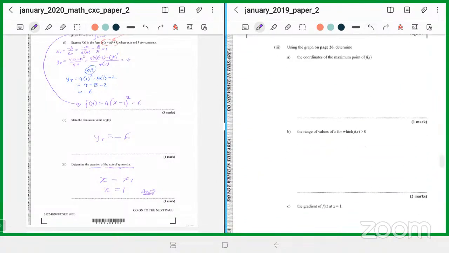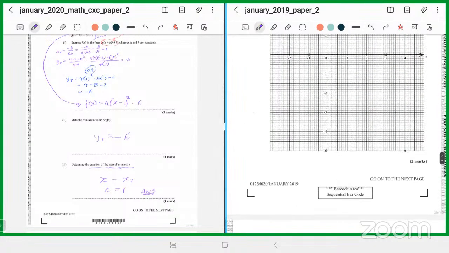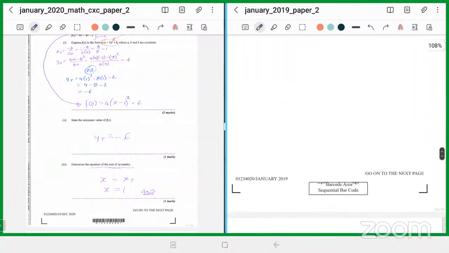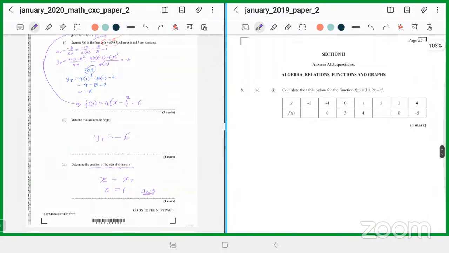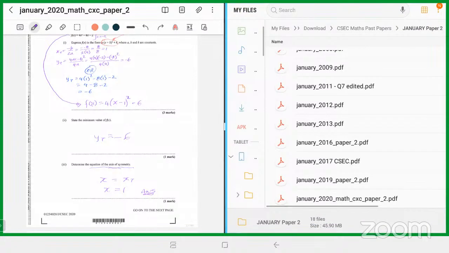So this is what we don't do yet. And then the gradient. These are stuff we don't do yet. But this is one that wanted to draw the graph, plot points and draw the graph. So we're not going to do this yet, because we don't really do this in class yet. But eventually we're going to do it. But let's look at 2019. So you see they set questions on quadratics all the time.